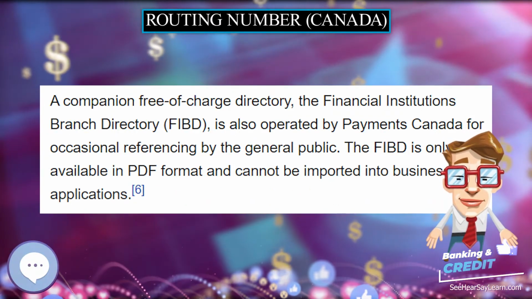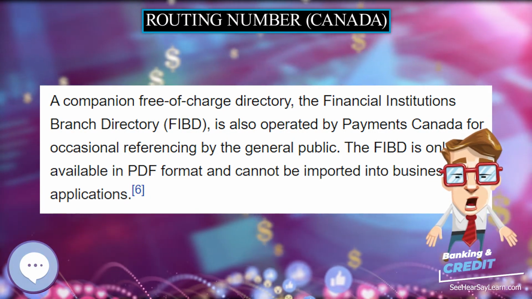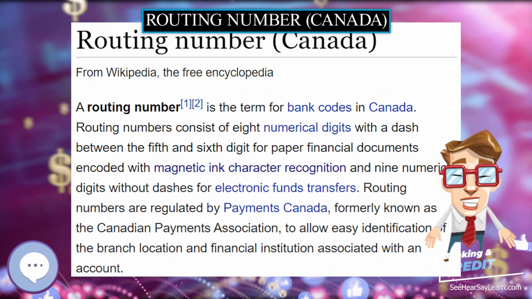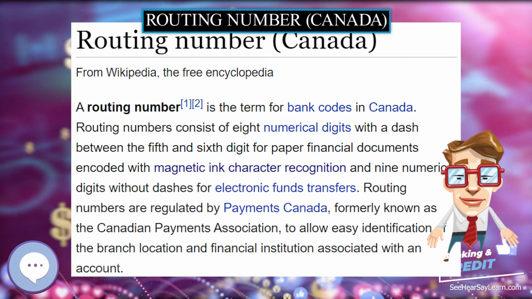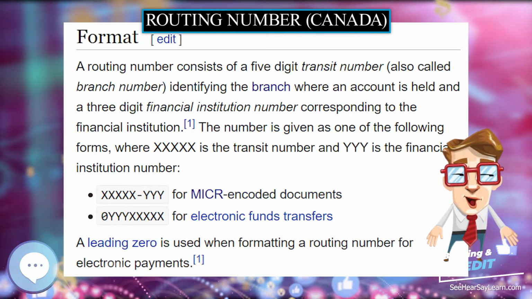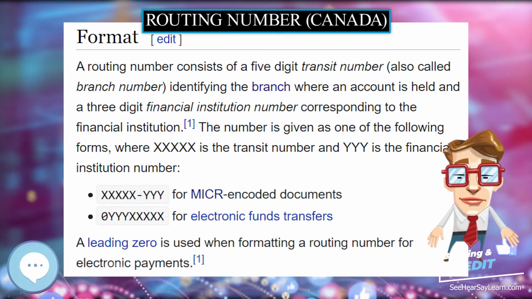Routing symbol. The symbol that delimits a routing number on MICR encoded paper documents is the E13B transit character, Unicode value U+2446.